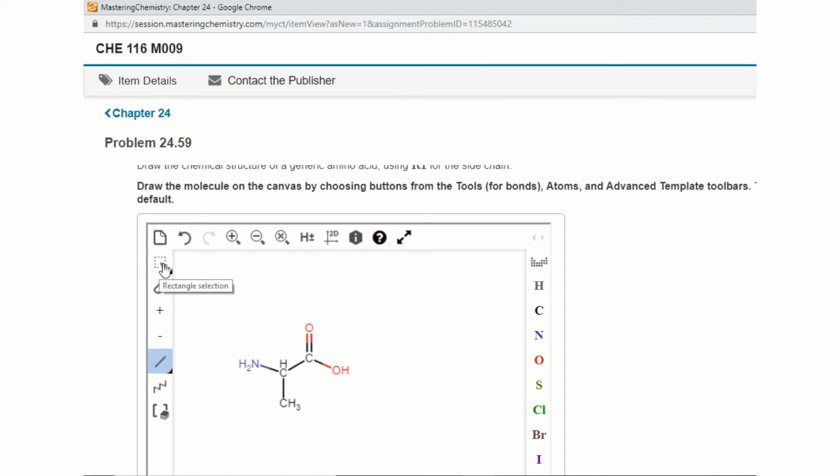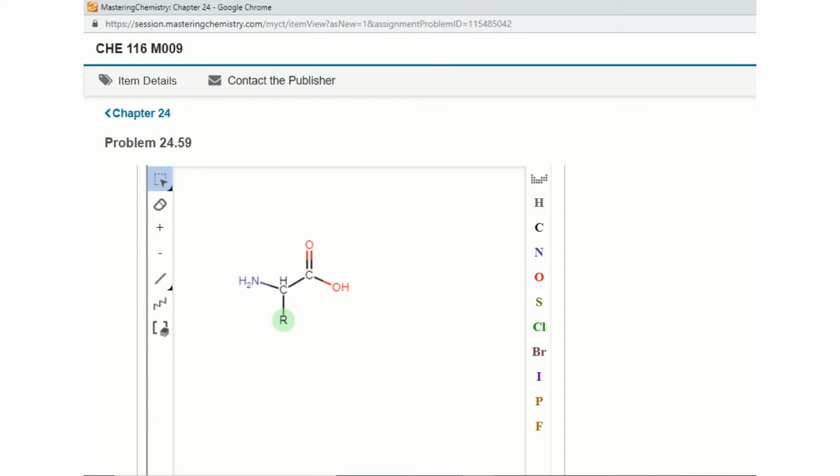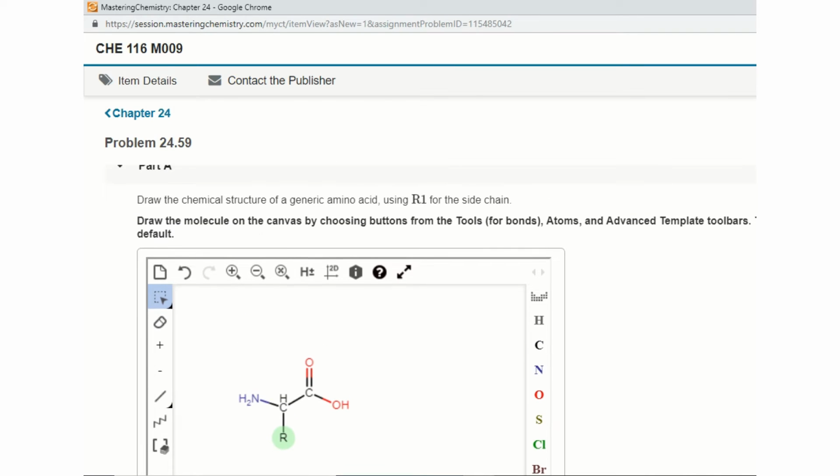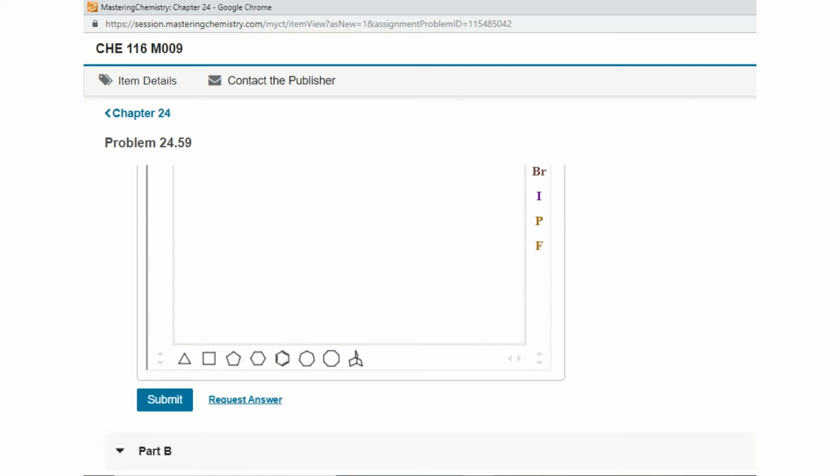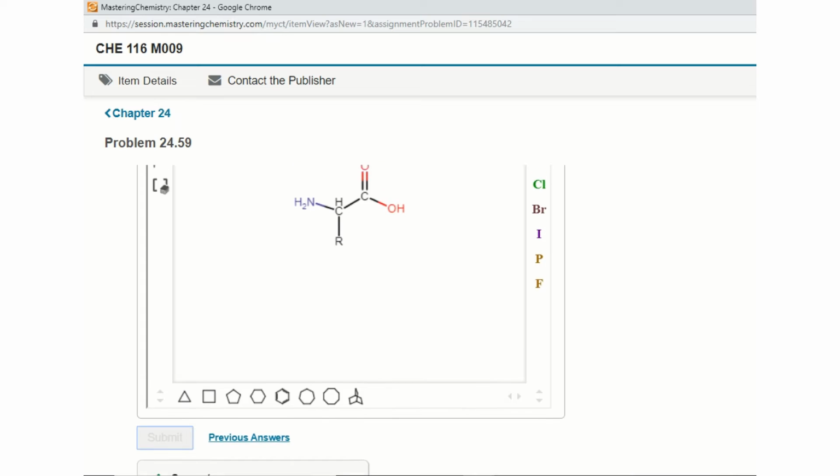So we have to go up here to the upper left-hand corner, rectangle selection, select that methyl group, and then just type Shift and R, and now I've made that amino acid with any generic functional group R. So that's part A for problem 24.59. And that is correct, thankfully.